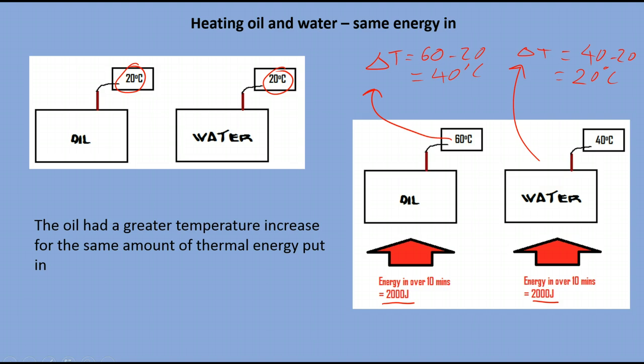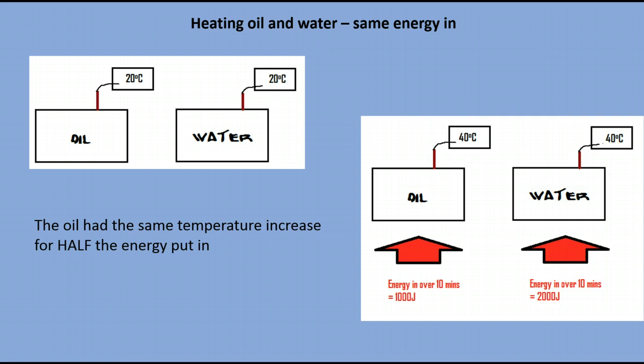Another interesting thing to show is if this time, starting with the same masses of oil and water, again both at 20 degrees C, this time we put half the energy into the oil that we put into the water, we now get the same final temperature. Or rather, delta T oil is equal to delta T water. But that's with putting half of the energy into the oil that we put into the water. So looking at these two substances, I can see that I have to put more energy into each kilogram of water to get the same temperature rise that I get out of the oil.